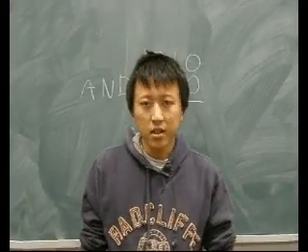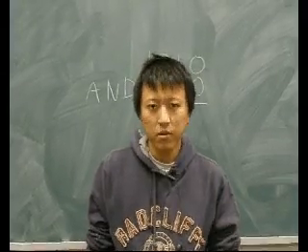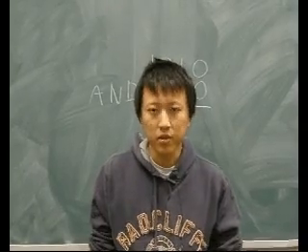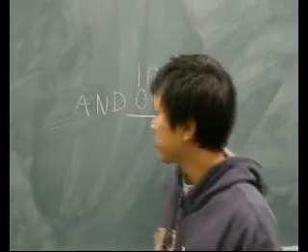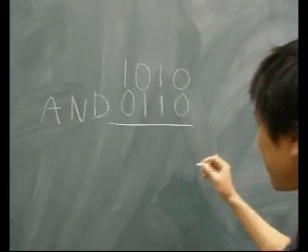Another time we would use unsigned arithmetic is for bitwise operations, such as AND and OR. For bitwise operations, the most significant bit doesn't have any special meaning when determining the output. For example, here we'll do the AND operation on two binary numbers. I'll just do it quickly.